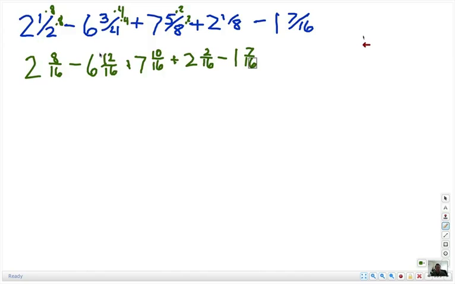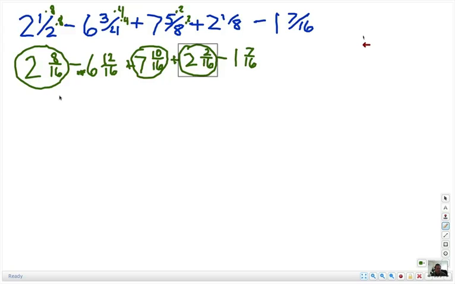So what I want to first talk about is the strategy here. If I start trying to subtract, 2 and 8/16 take away 6 and 12/16, well, obviously, we're going to end up with a negative amount there. So I'm going to just focus on the positive ones. I'm going to circle just the positive ones here, and let's go ahead and add those together, and then we'll do our subtracting.